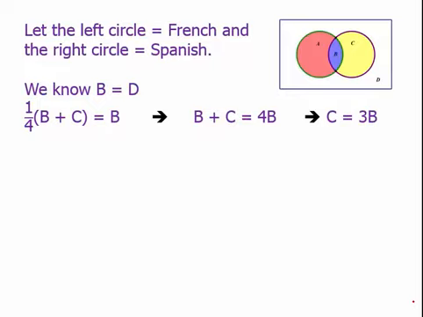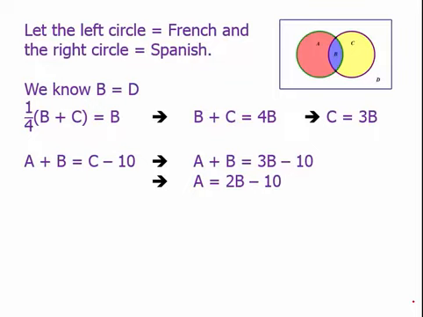Okay, so let's think about A. The final sentence is that the total number who study French is 10 fewer than those who study Spanish only. So the total number who study French, A plus B, is 10 fewer than Spanish only. Spanish only is C. So A plus B equals C minus 10. So now we're just going to plug in C equals 3B and subtract B from both sides. So A equals 2B minus 10.